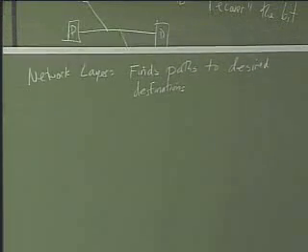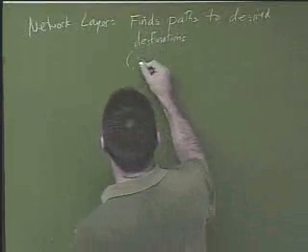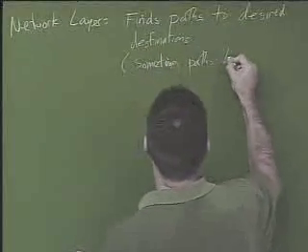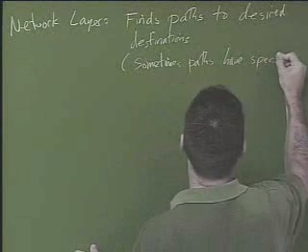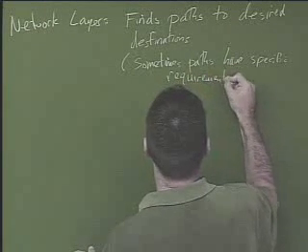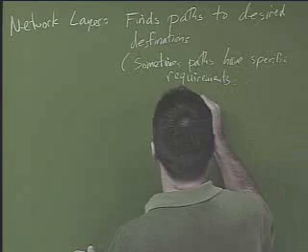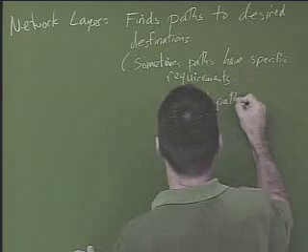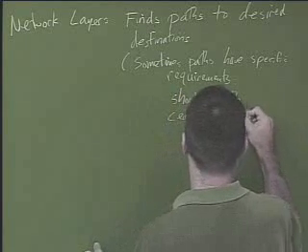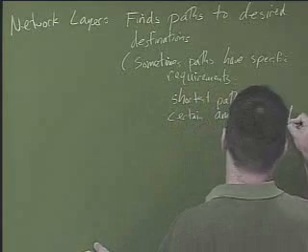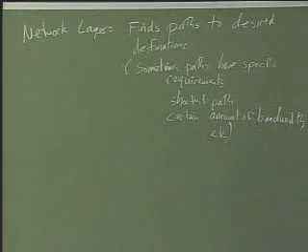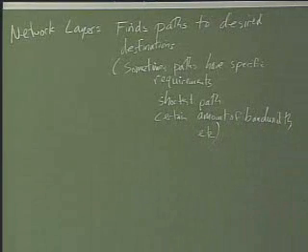Finds paths to desired destinations. Sometimes the paths have specific requirements. We might want the shortest path, a certain amount of bandwidth on the path, etc. But that's what it basically does, is it finds paths to desired destinations.